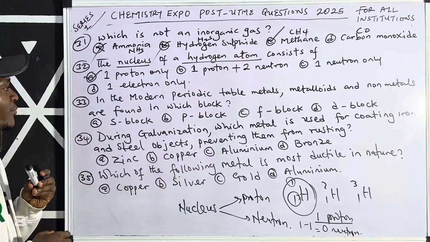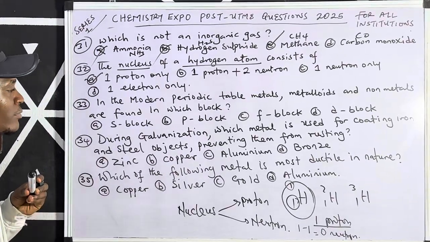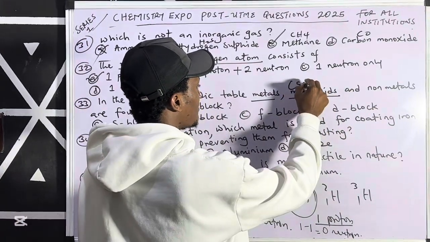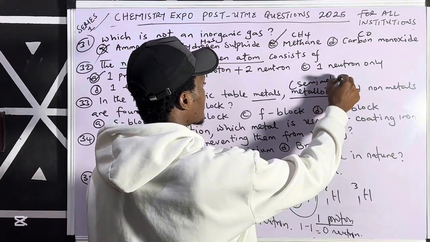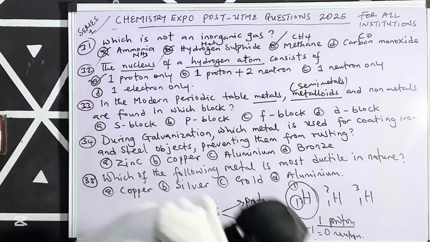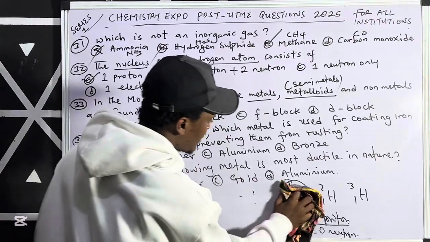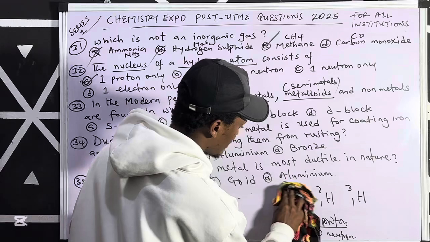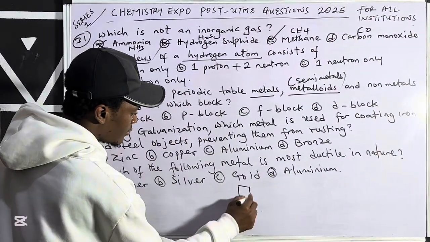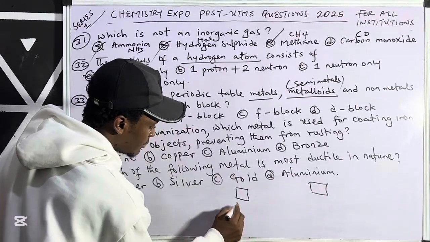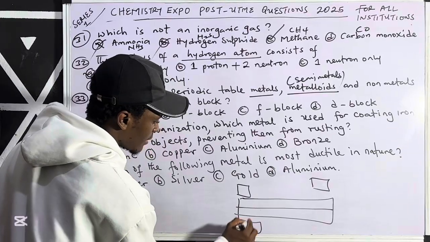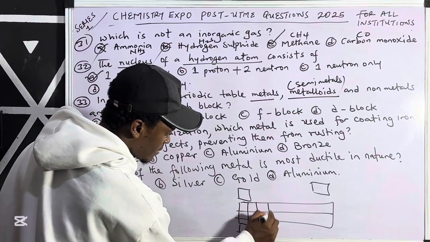Question 33. In the modern periodic table, metals, metalloids, also called semi-metals, and non-metals are found in which block? So let me just show you an abridged version of the periodic table indicating the blocks of elements. Now, looking at the abridged version of the periodic table, that's a smaller version of the periodic table, we have something like this, and then we have this.